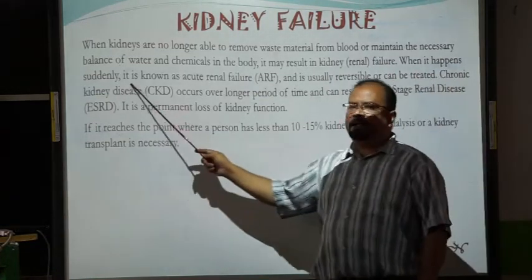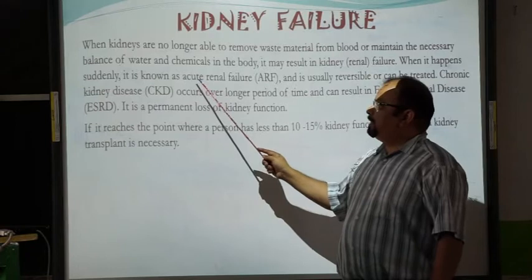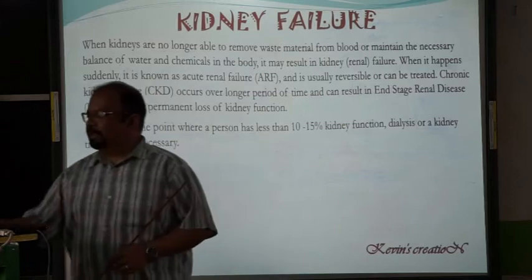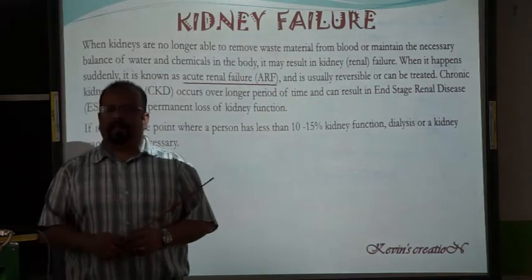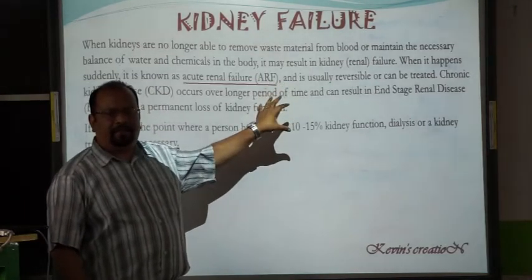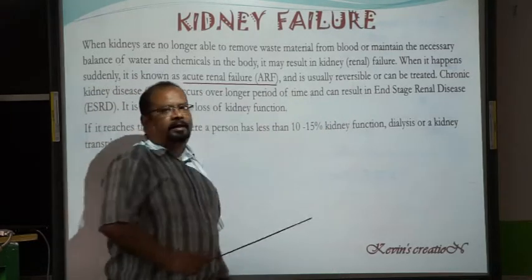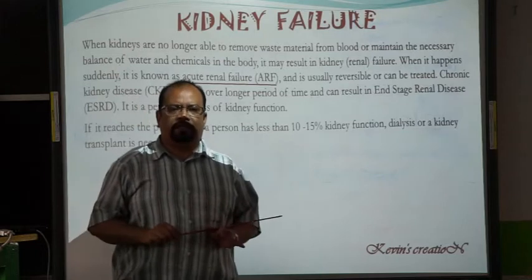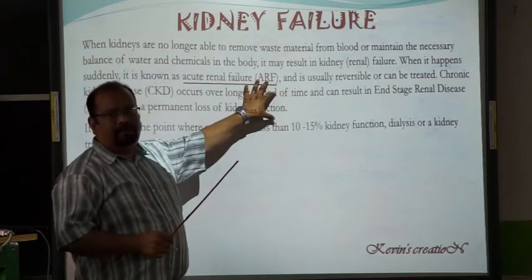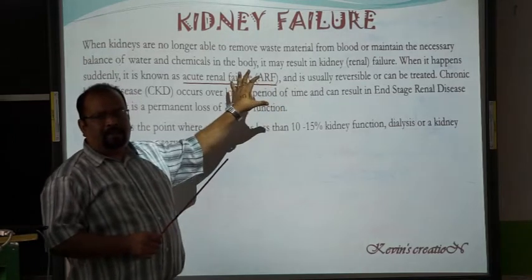When it happens suddenly, that means all of a sudden there is a problem with your kidney, it is known as acute renal failure, ARF. If it has happened suddenly, then it can be reversed. That means it can be treated, and it is usually reversible. That means it is the initial stage. All of a sudden you find some problem with your kidney, you go to the doctor, medicines are given, and it can be cured.